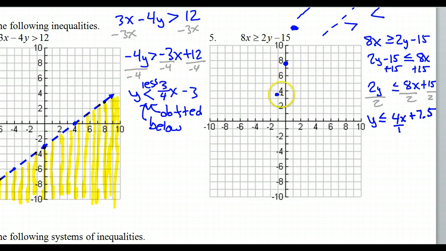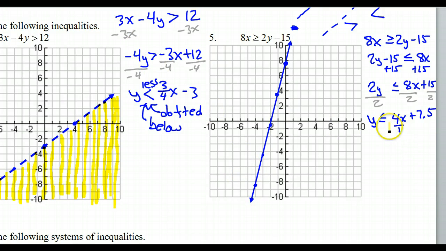Okay, they should all be between the lines. 1, 2, 3, 4, back 1. 1, 2, 3, 4, left 1. Okay, now this is or equal to, so this should be a nice solid line like that.